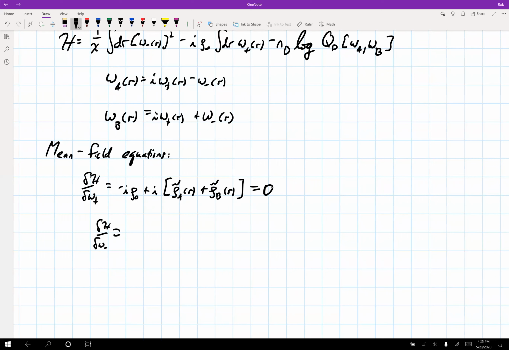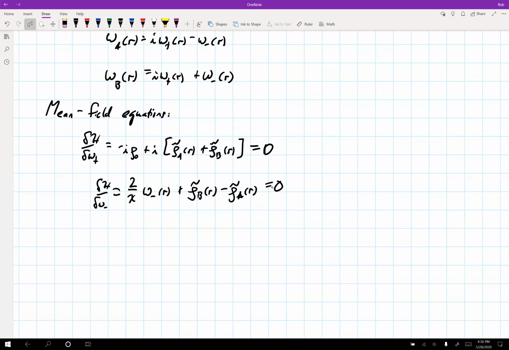And the interpretation of this first equation is straightforward, right? It's something that at mean field everywhere we're going to have the density equal to rho naught. Then down here we have 2 over chi W minus of R plus rho tilde B of R minus rho tilde A of R equal to 0. All right, so that's easy enough.